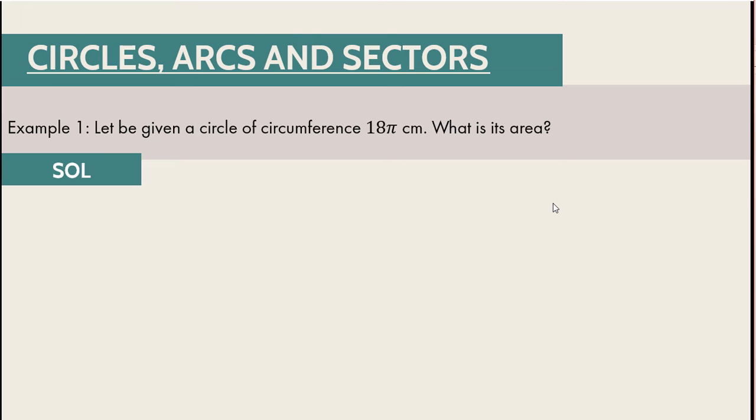Now let's have a look at the first example. Let be given a circle of circumference 18 pi centimeters. What is its area? In order to find the area, we need to know the radius of the circle, but it is not given yet. But instead, we are given the circumference of the circle, and we will try to find the radius from the circumference, 18 pi centimeters.